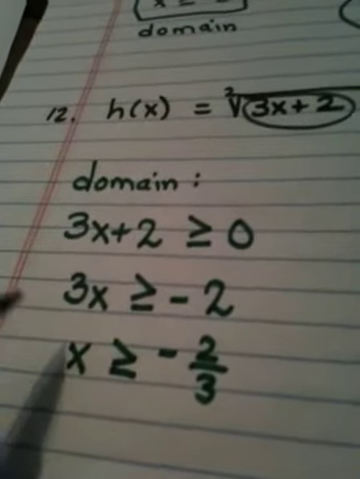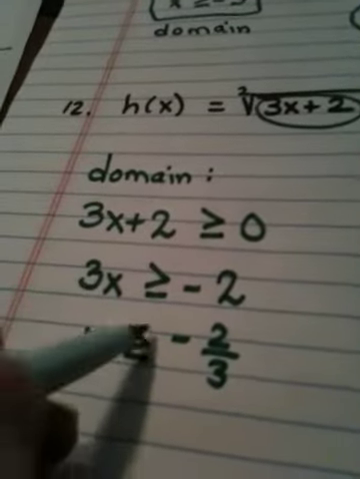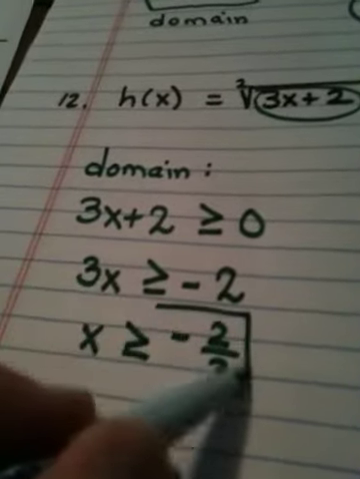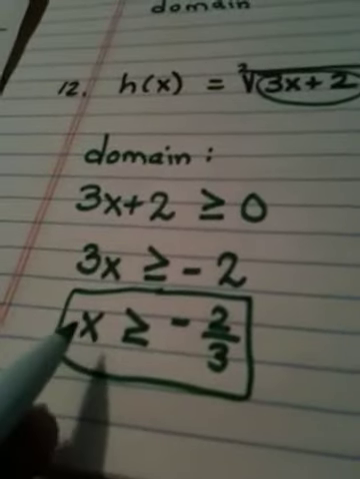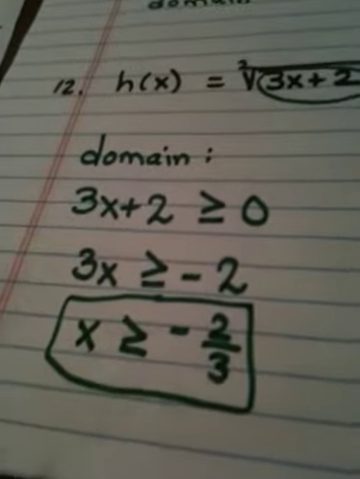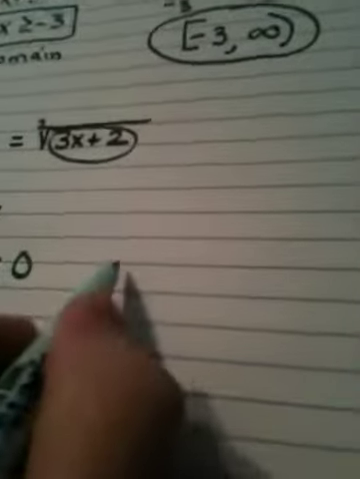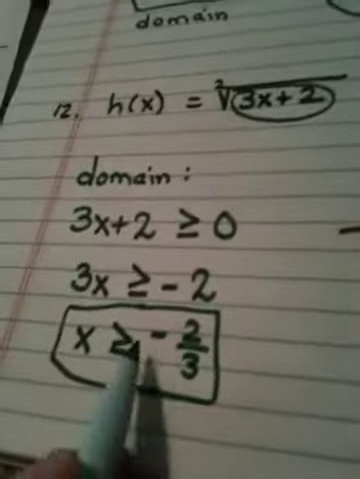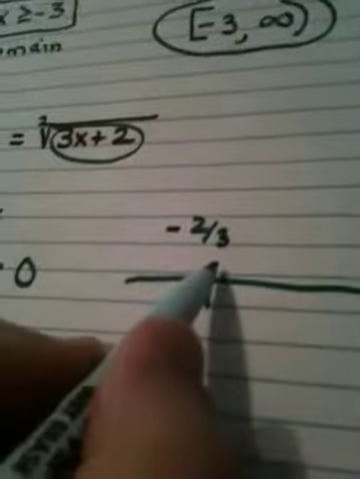But remember your basic rules. If you had divided by a negative number, the inequality sign would have changed. Now that is actually my answer. That is the domain. I can use any x value greater than or equal to negative 2/3. But this problem asks for the domain in interval notation, so I suggest drawing a picture. Okay, x is greater than or equal to negative 2/3, so let's find negative 2/3 on the number line.